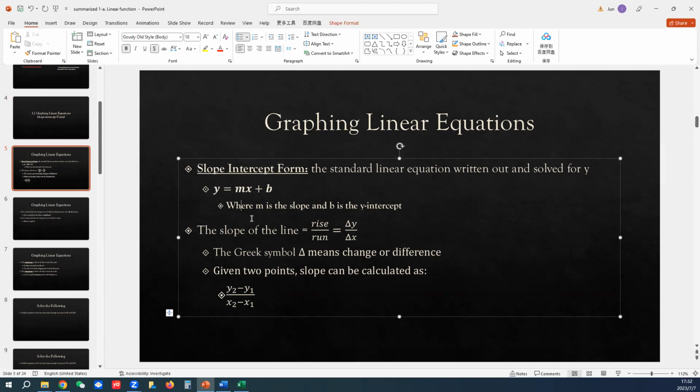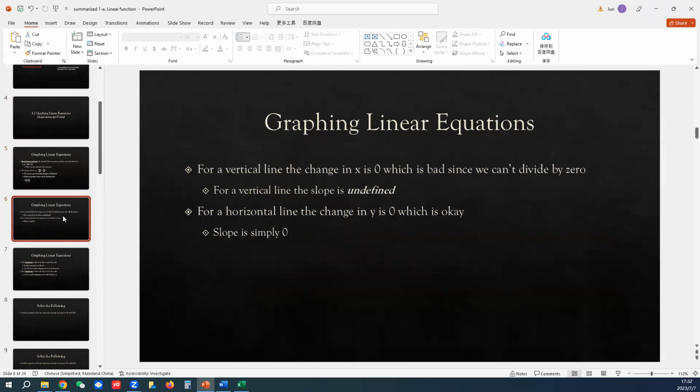And then how do you calculate the slope? We're using the delta quotient format. So delta means change or difference. And here that is to say changing y over changing x, that is the slope of the line.